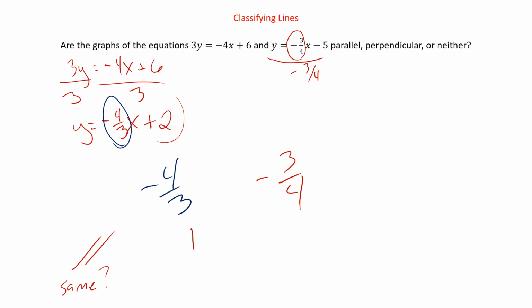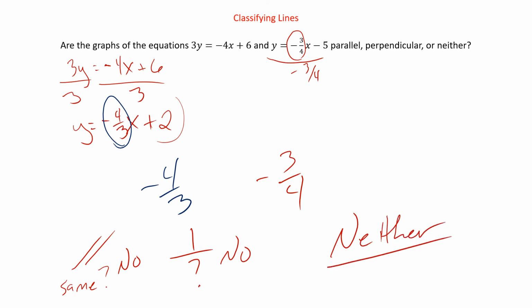Second question, are they perpendicular? Which means are they opposite reciprocals? Well, they are reciprocals. We have 4/3 and we have 3/4, but they're both negative. So it's no to being parallel, no to being perpendicular, which means that these two are neither.